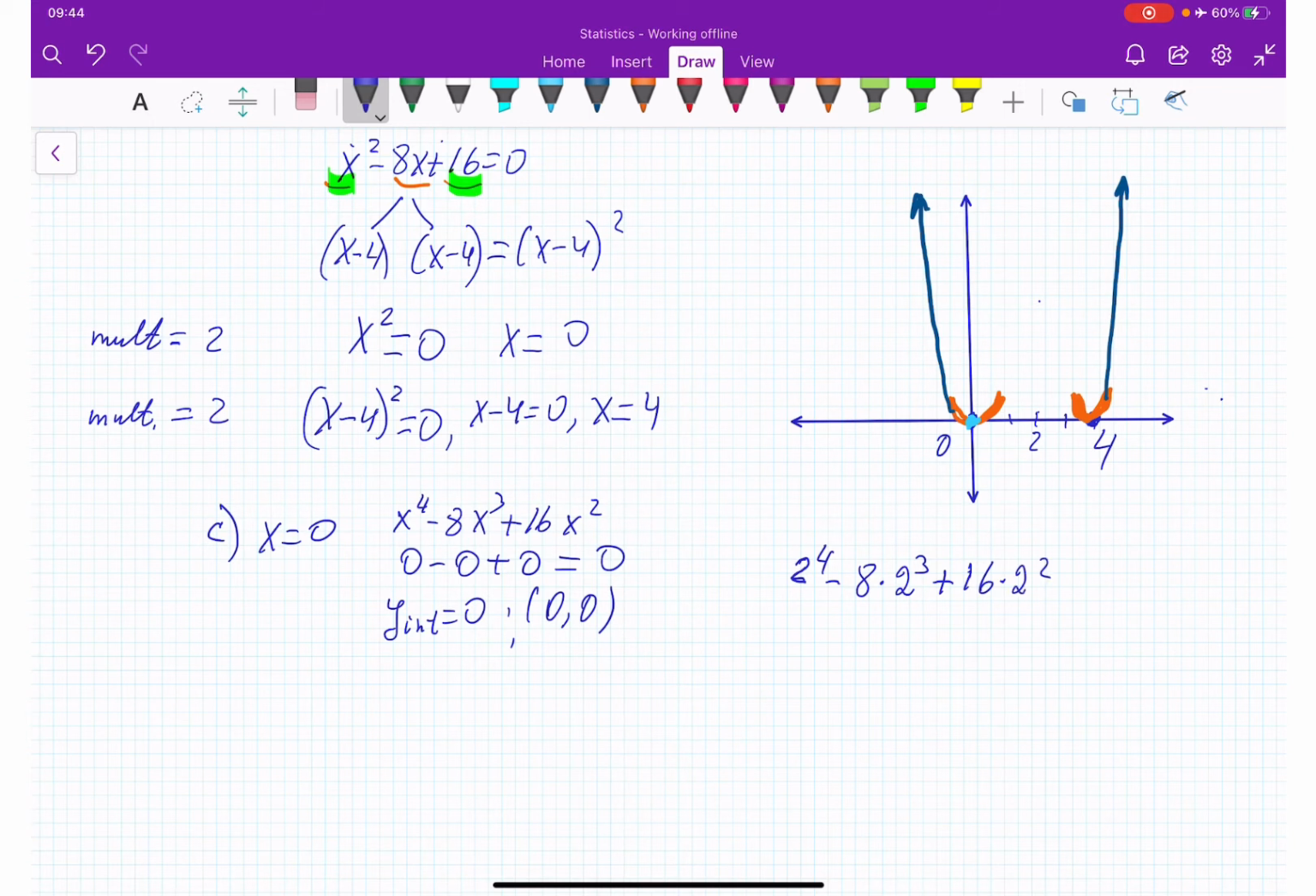Okay, 2 to power 4 is 16 minus, 2 to power 3 is 8, 8 times 8 is 64. And then plus 2 to power 2 is 4, 4 times 16 is 64. So 64, negative 64, it's gone. So the answer is going to be 16. So for x equal to 2, this is equal 16.